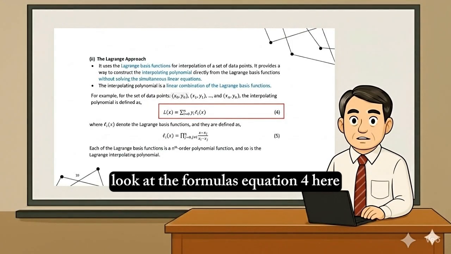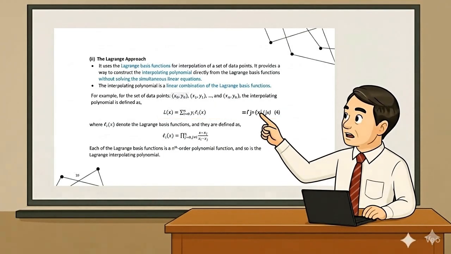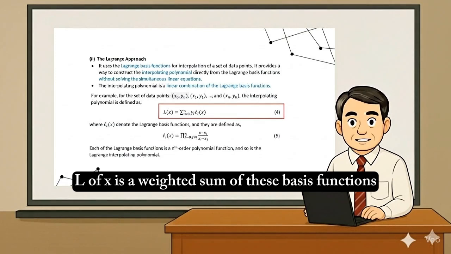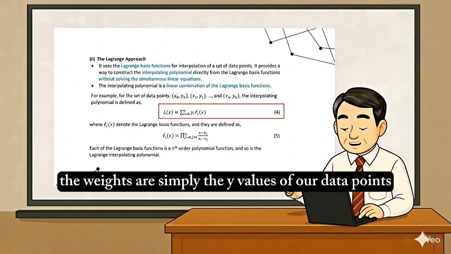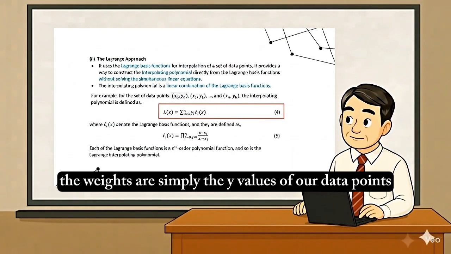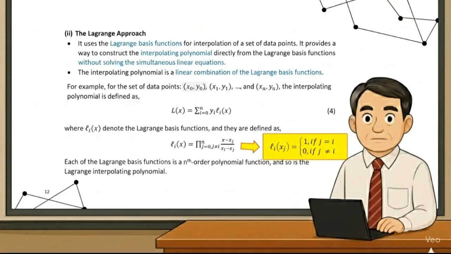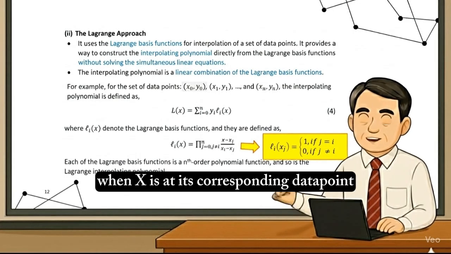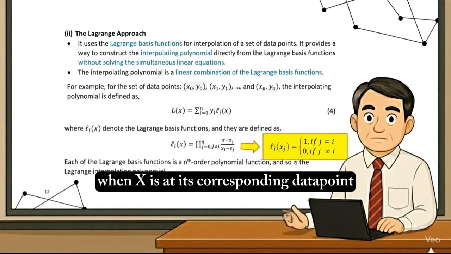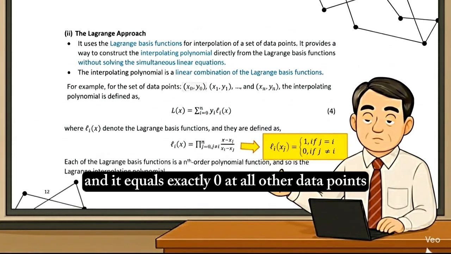Look at the formulas, equation 4 here. The Lagrange polynomial, L of x, is a weighted sum of these basis functions, which we denote as l sub i of x. The weights are simply the y values of our data points. The real magic is in how these basis functions are defined. Each basis function is specifically designed so that it equals exactly 1 when x is at its corresponding data point, x sub i, and it equals exactly 0 at all other data points, x sub j.